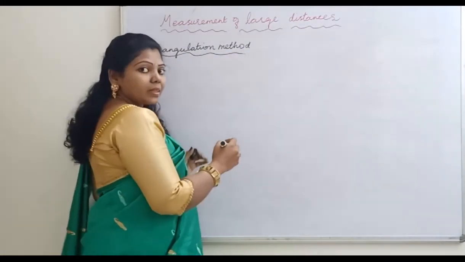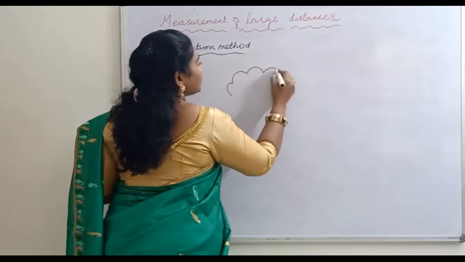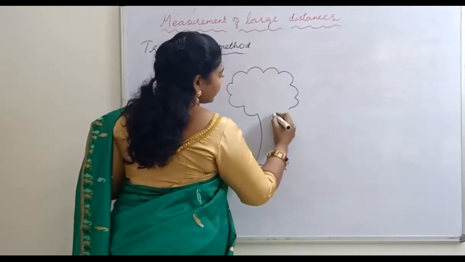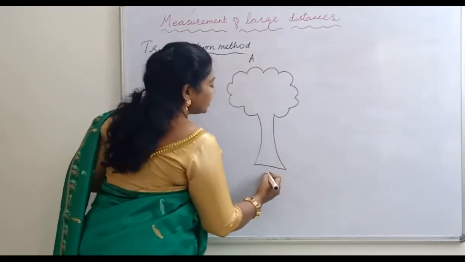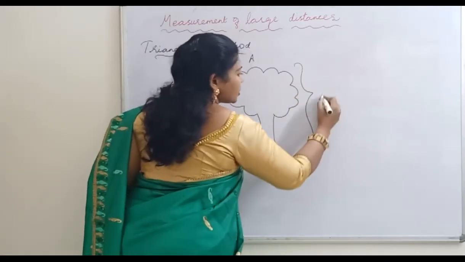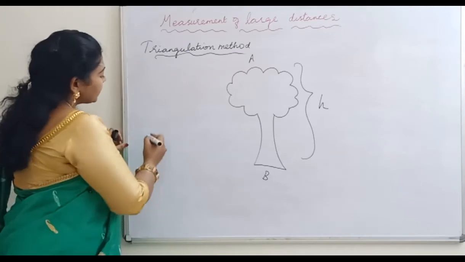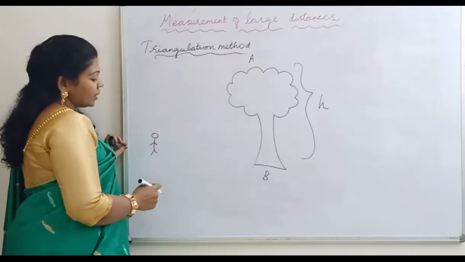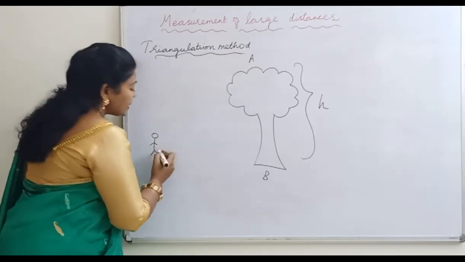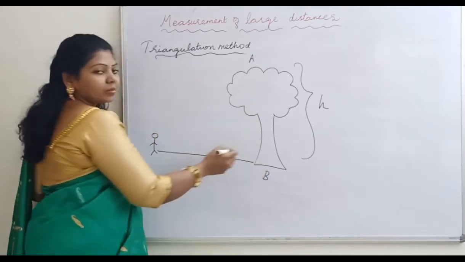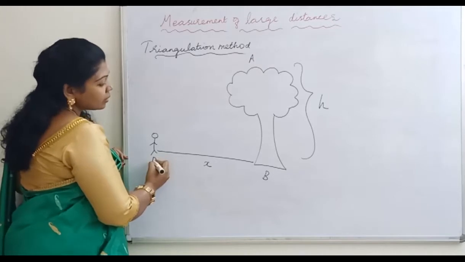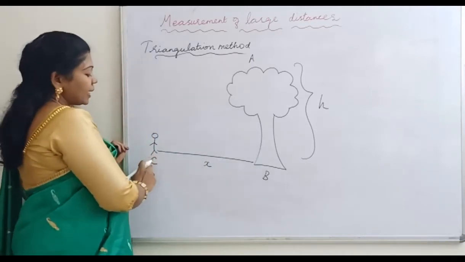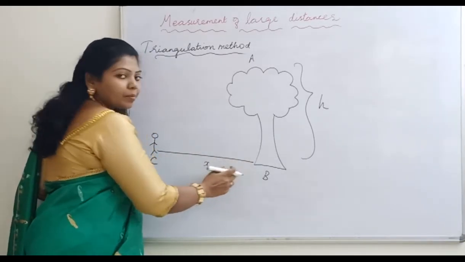Using this method, now we are going to measure the height of a tree. Consider a tree. Let AB be the tree and its height is taken as h. Now a person is standing on the ground. He wants to measure the height of the tree. This person is at a distance x from the tree. This point is taken as C. So here AB is the height of the tree, and the person is standing at a point C, which is at a distance x from the tree.